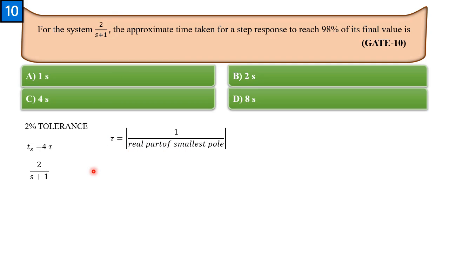Okay, so let's find the pole. The pole will be given by s plus 1 equal to 0, so s equal to minus 1. So tau or time constant will be mod of 1 upon minus 1, which is 1. So settling time will be 4 into time constant, so 4 into 1 will be 4. So settling time will be 4 seconds. So here option C will be the correct answer. Now we will move to the next question.